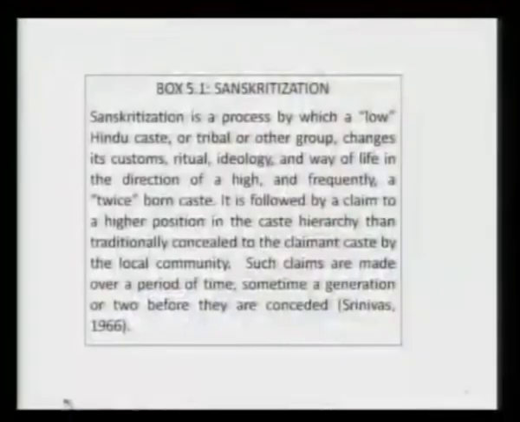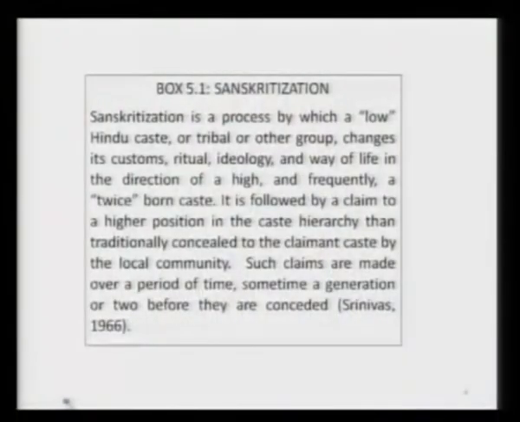It is followed by a claim to a higher position in the caste hierarchy. So, when somebody Sanskritizes customs, rituals, ideology, way of life, any one of them, two of them or all of them, this is done with the motivation to improve one's position in the caste hierarchy. It is followed by a claim to a higher position, which is traditionally conceded to the claimant caste by the local community. Such claims are made over a period of time, sometimes a generation or two, before they are conceded.